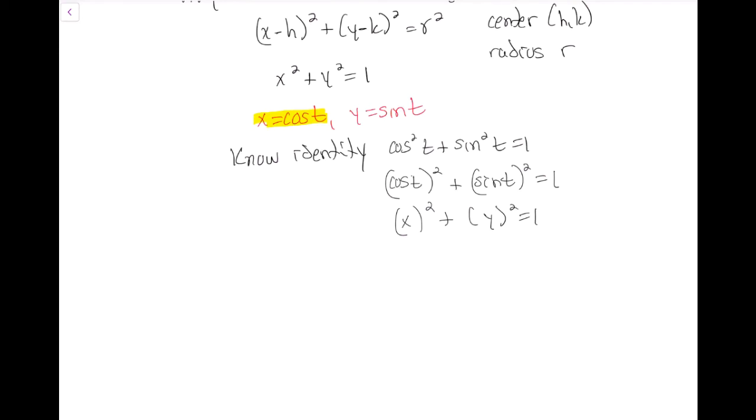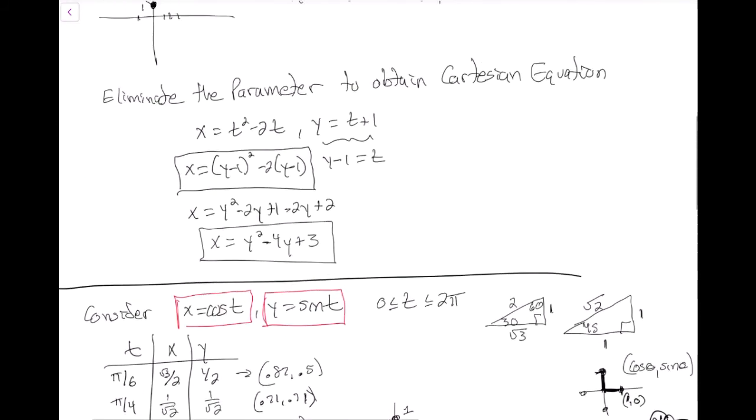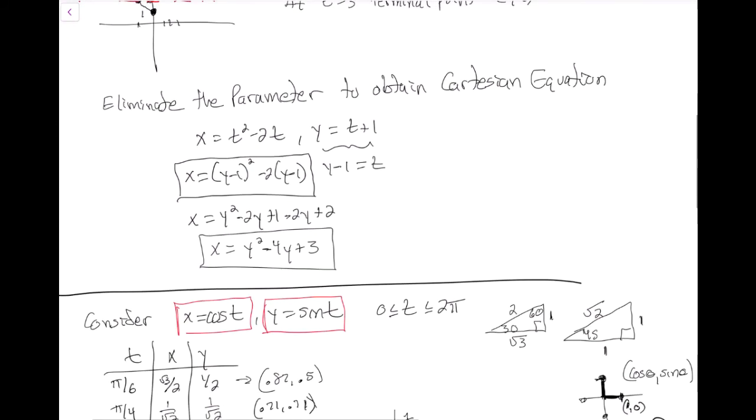If the equations are trigonometric, we're going to connect to a known identity. If the equations are polynomial like we had up here, we're going to do basically an algebraic substitution like we did in that first example.